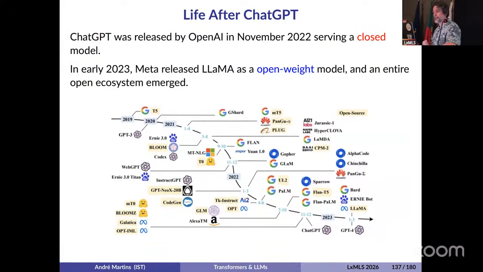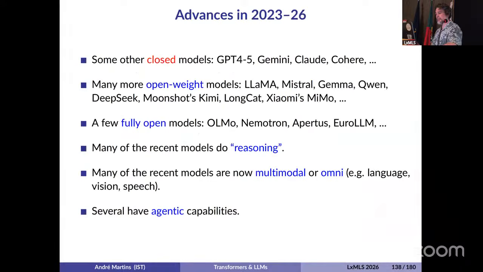But there was some good news in early 2023 when Meta released Llama as an open weight model, because an entire open ecosystem emerged after that. So people started to build things on top of Llama that were worse than ChatGPT, but starting to catch up. And this plot is very outdated. If you look at today's open weight models, it's huge, right? There are tons of projects developing these models.